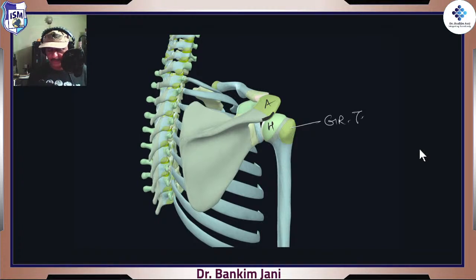That's the head. The head is large relative to the glenoid because of mobility, right? And the rest is spine, supraspinatus, infraspinatus, all those, superior angle, inferior angle, medial border, lateral border, right? All known to you.